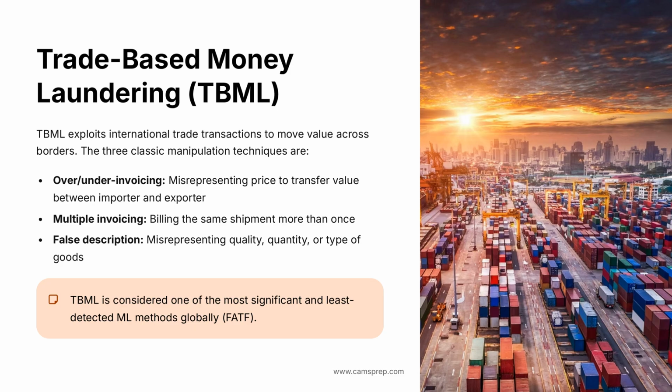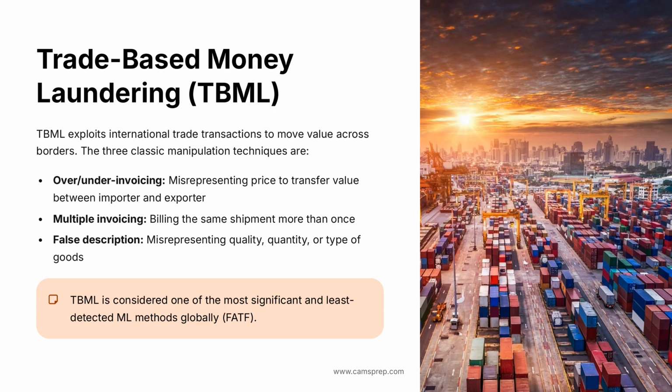Trade-based money laundering, or TBML, exploits international trade transactions to move value across borders, and it is one of the most significant and least detected money laundering methods globally, according to FATF. The 3 classic manipulation techniques are over or under invoicing, which misrepresents the price of goods to transfer value between importer and exporter; multiple invoicing, which bills the same shipment more than once; and false description, which misrepresents the quality, quantity, or type of goods being shipped.